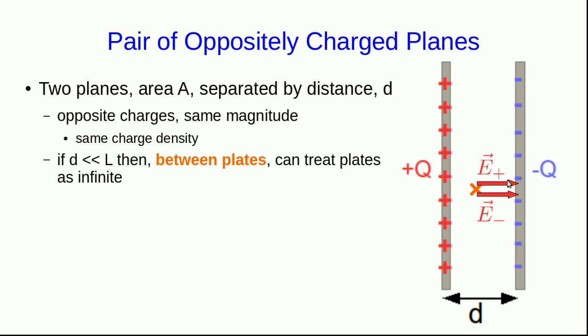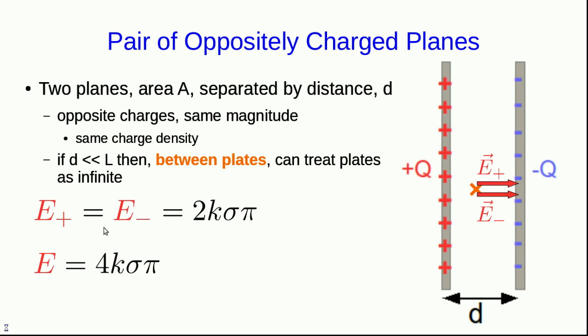Well, notice that these two fields are in the same direction. And they have the same magnitude. They each just have this magnitude, the expression we got for an infinite plane. And since they're in exactly the same direction, we can just add those magnitudes together to get the magnitude of the total field, like so.